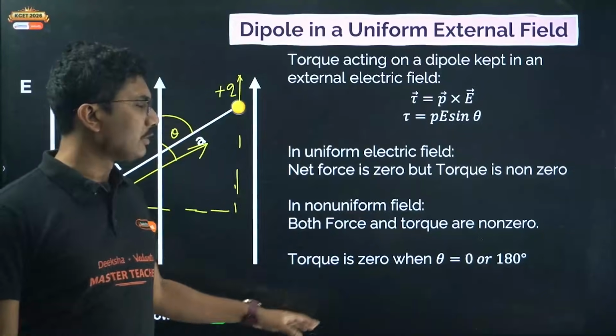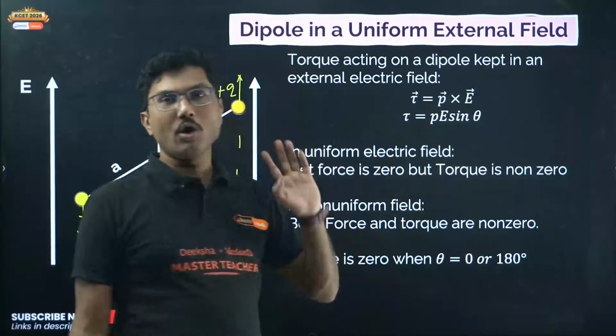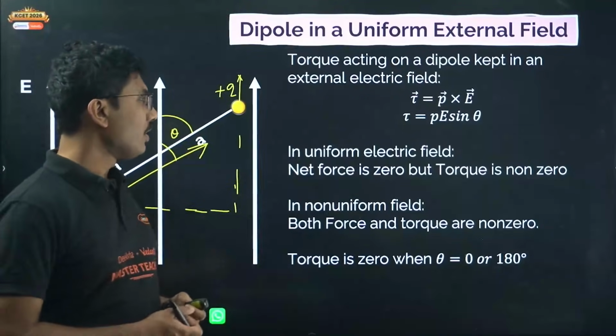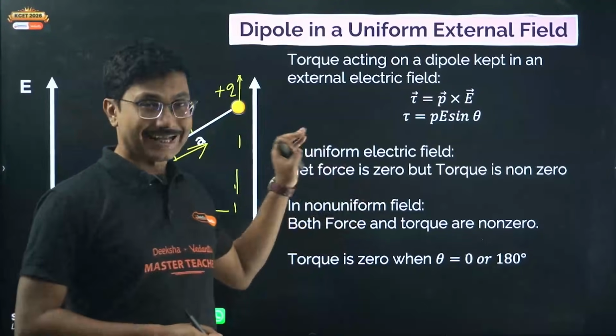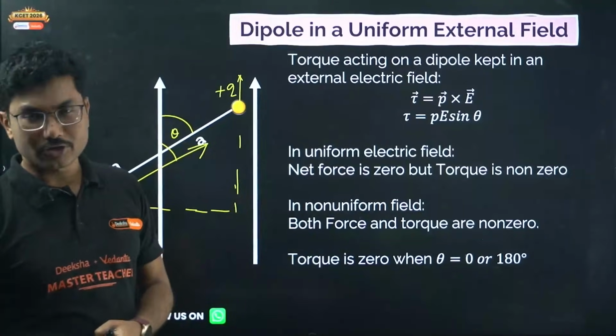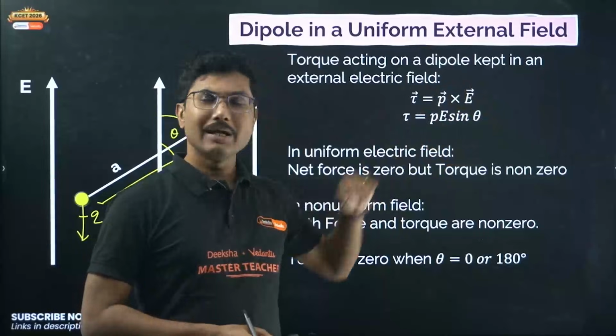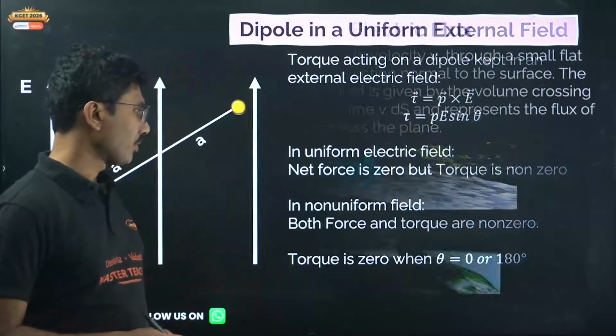So torque is 0 when theta is 0 or theta equals 180 degrees. So if it is aligned exactly in the direction of the electric field or in the opposite direction of the electric field, torque will be 0. So for theta 0 and theta 180 degrees, torque will be 0.